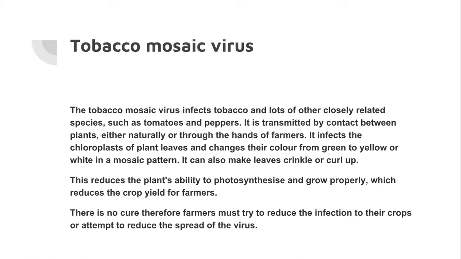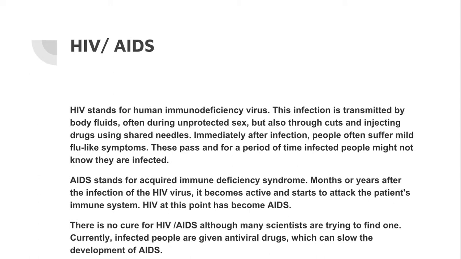It infects the chloroplasts of plant leaves and changes their color from green to yellow or white in a mosaic pattern. It can also make leaves crinkle or curl up. This reduces the plant's ability to do photosynthesis and grow properly, which reduces the crop yield for farmers. There is no cure, therefore farmers must try to reduce the infection of their crops or attempt to reduce the spread of the virus.